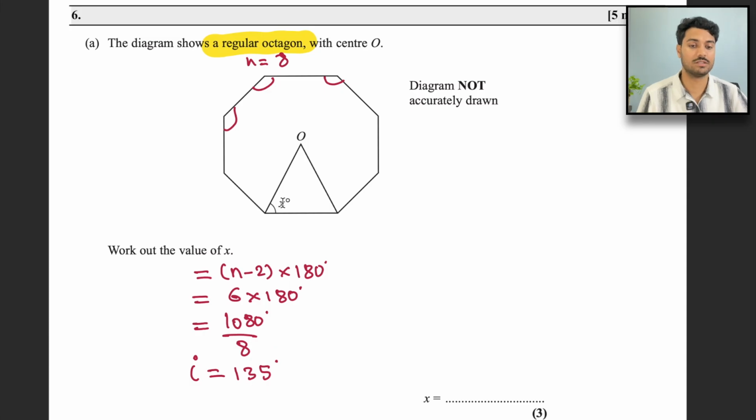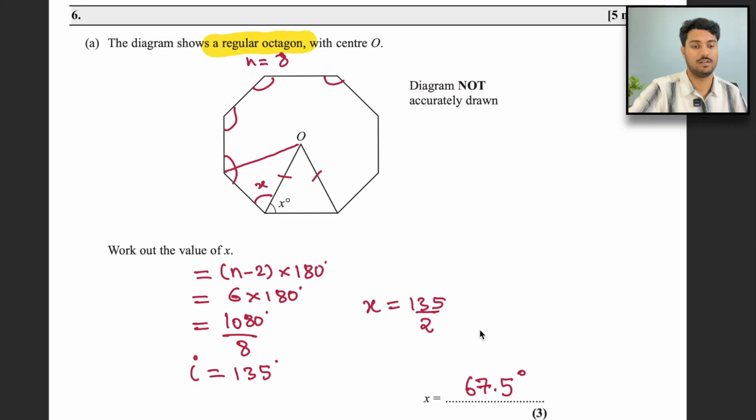We have to work out the value of x. Now we know that this will be x, and this will also be x, because this becomes an isosceles triangle, so the base angles are equal. That means if we divide 135 by 2, we'll get the value of x. So x is 135 divided by 2, which is 67.5 degrees. That's the value of x.